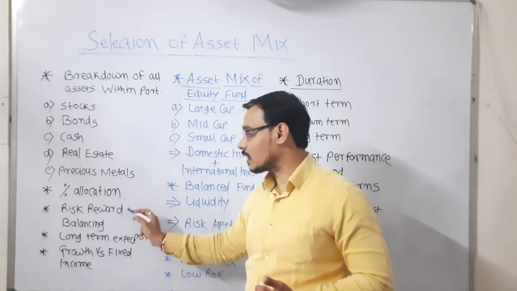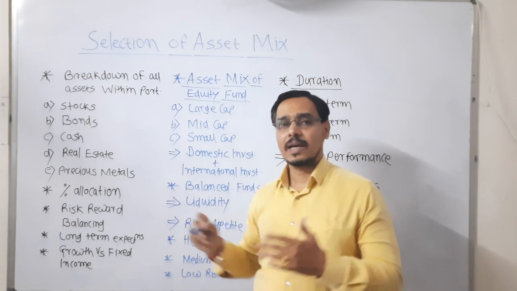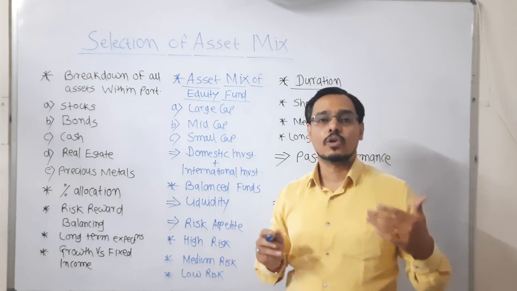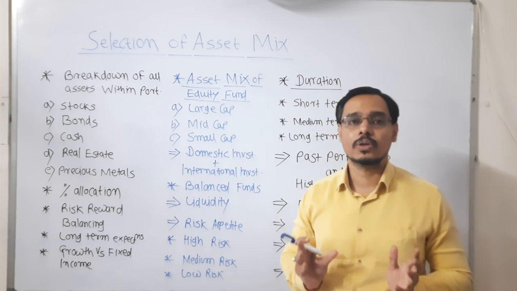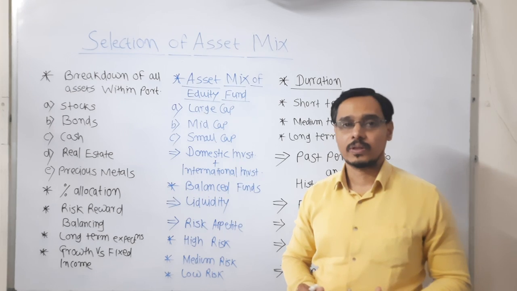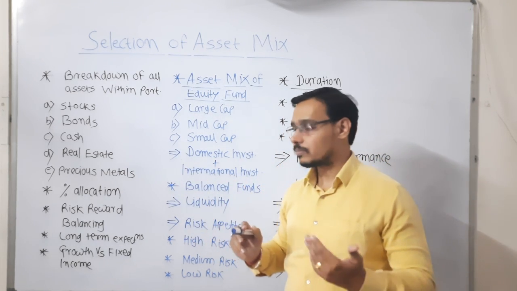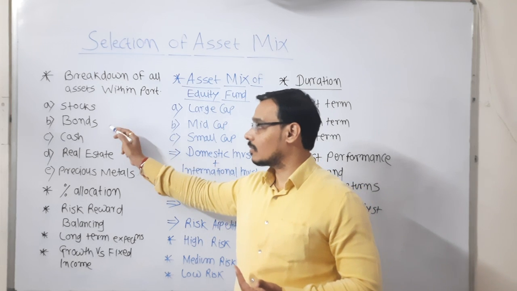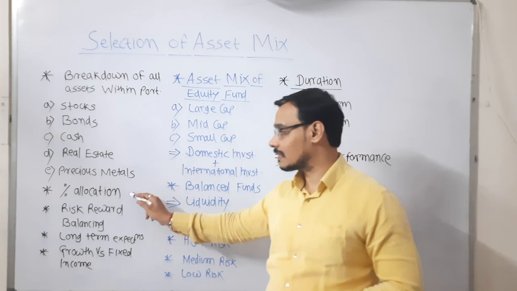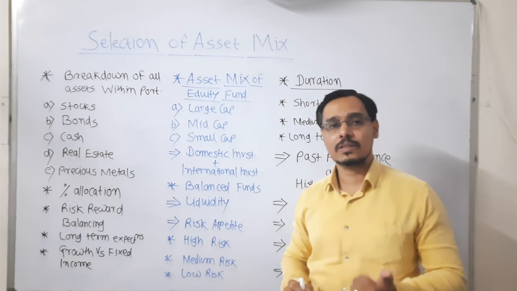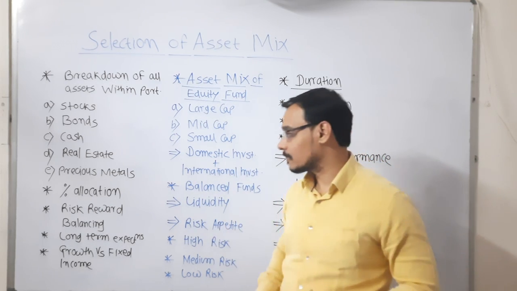Then risk reward balancing. Suppose you are investing completely into stocks and an epidemic like COVID-19 attacks the economy, your complete portfolio will become half. So in order to avoid such conditions, you should have some exposure in bonds, cash, real estate and precious metals. So this is the significance of percentage allocation. Your risk will be diversified.